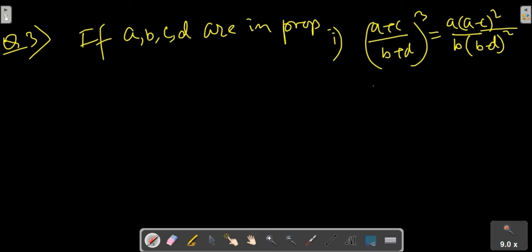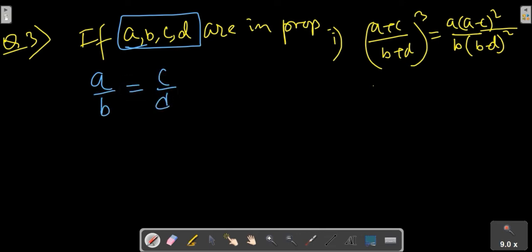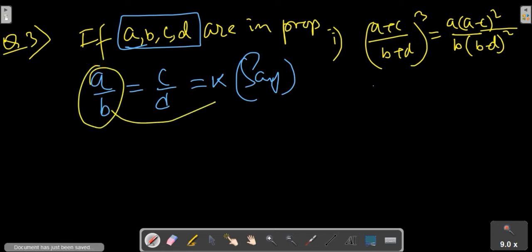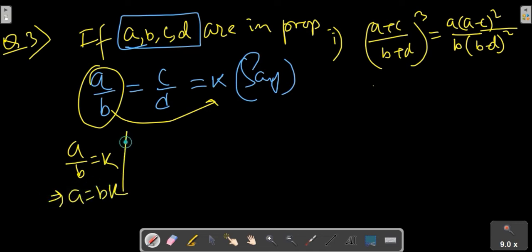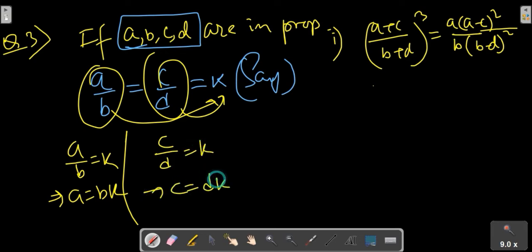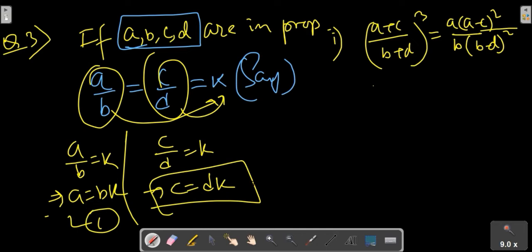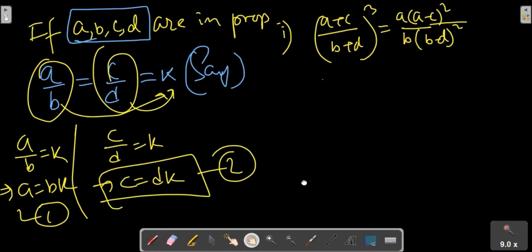So let's try in the same manner, if these 4 terms are in the ratio, means in proportion, so we know that a by b is equal to c by d. Now we'll take it as usual, say it's k. So now we will do the same manner as we have done in the previous sum, that is a by b is equal to k, so a is equal to bk, and from the second equation c by d is equal to k, so c is equal to dk, right? So here let us give it equation number 1, and here it is equation number 2. Now let us go for the proof.